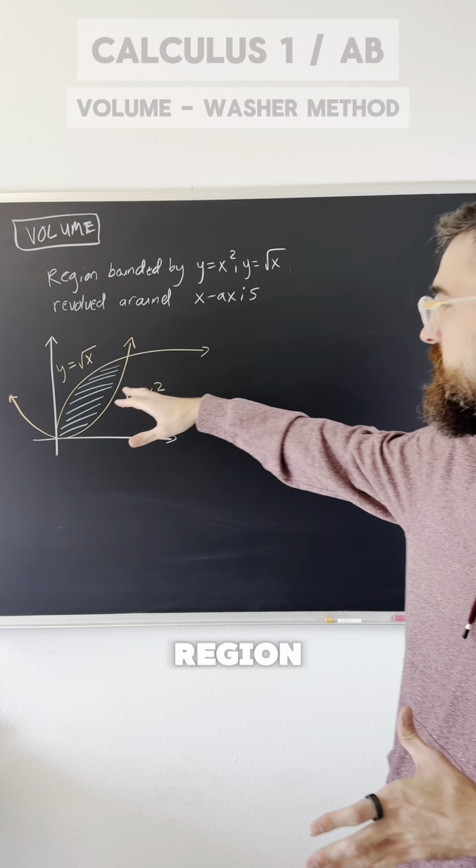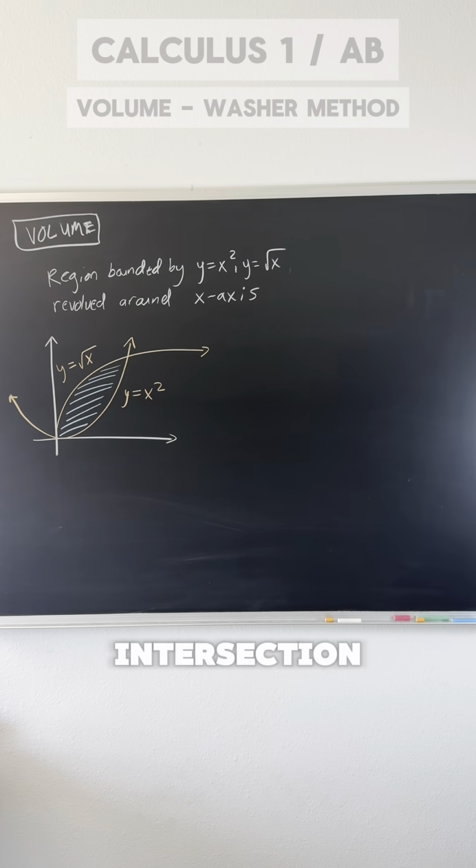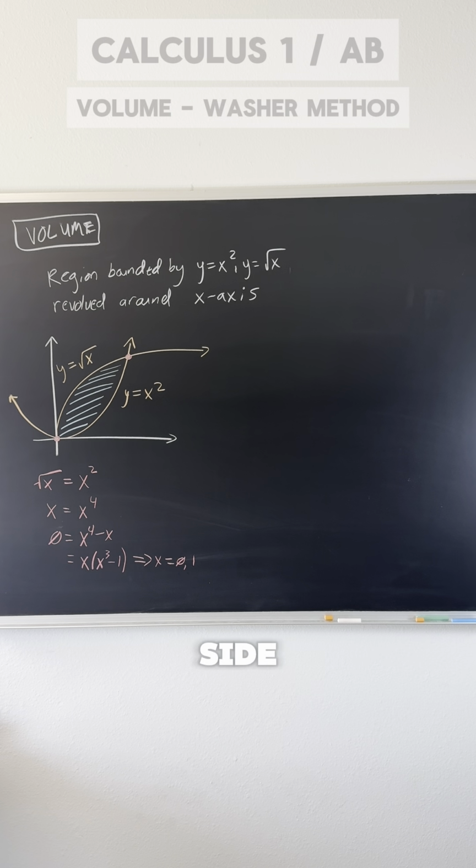Great, so we have our region sketched. I've gone ahead and shaded it in. The only thing left to do is go ahead and find the intersection points of those two functions. Those will serve as the bounds on our integral. To do that, we'll set both equations equal to each other. Then we'll square both sides. Moving our terms to one side and factoring out an x, what we end up with is x being equal to either 0 or 1.